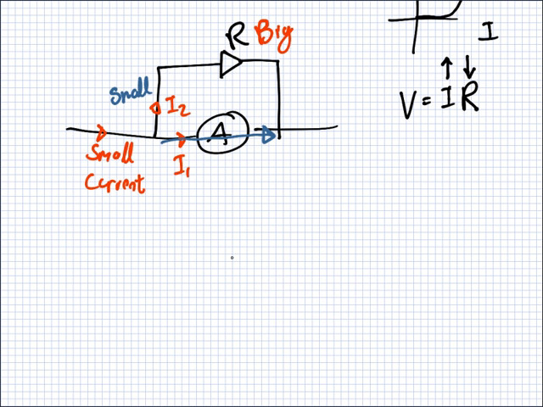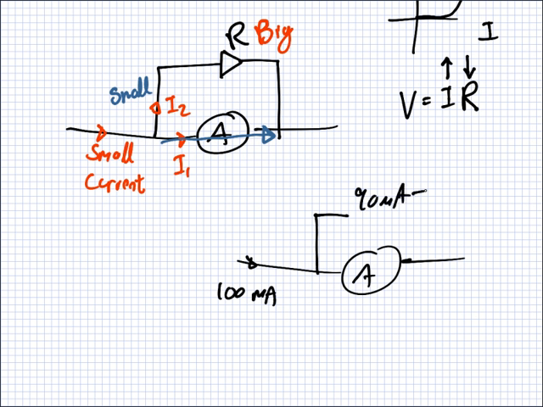Imagine we have our ammeter here and this is 100 milliamps, but 90 milliamps go here and then 10 milliamps go here. What will the ammeter say? It will say 10 milliamps. But is it 10 milliamps? No, it's really 100. So what we want is, we want this to be small and this to be big.